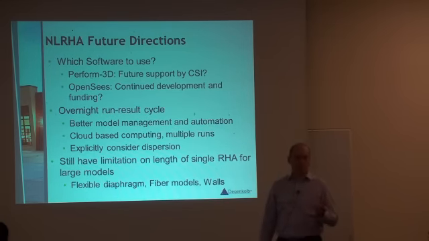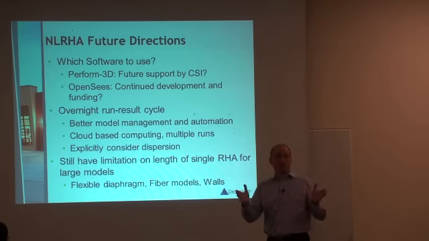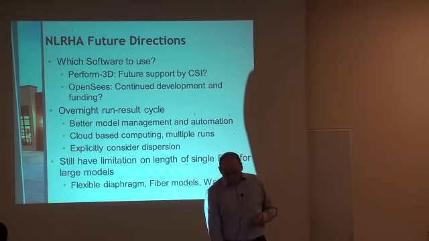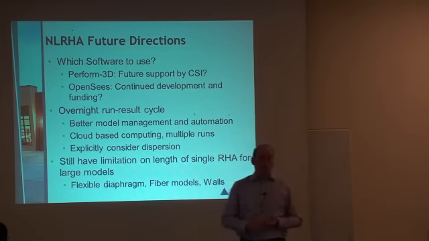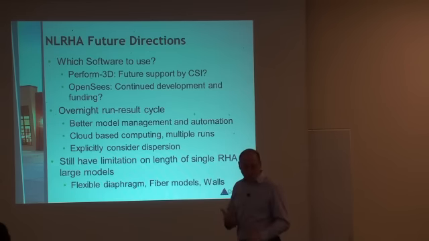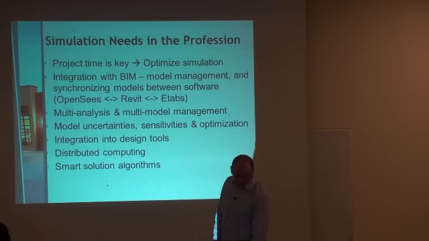With something that's not parallel, like Perform, you still have as a limiting factor the time it takes to run a single record. If that takes a week, you can't really run in less than a week, because that cannot be run in parallel. So that's still an issue, which means that you're limited in what nonlinear features you can have in your model. So flexible diaphragms, fiber models in walls and so on, these increase your runtime and you may be limited in their use.